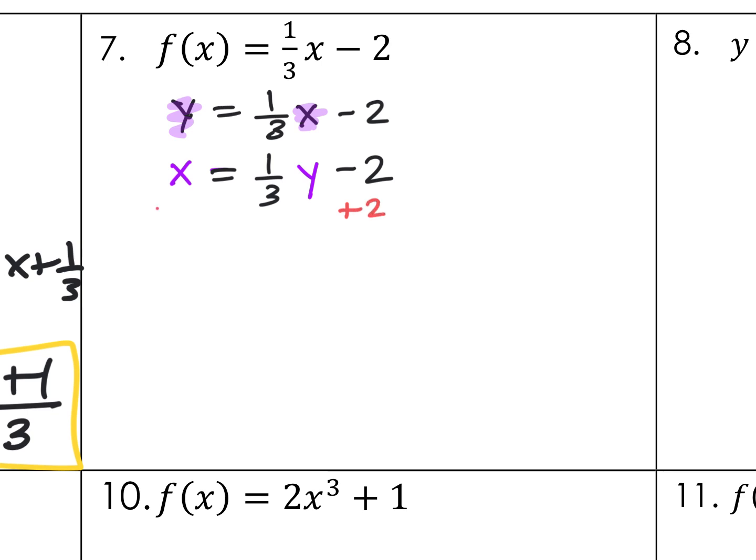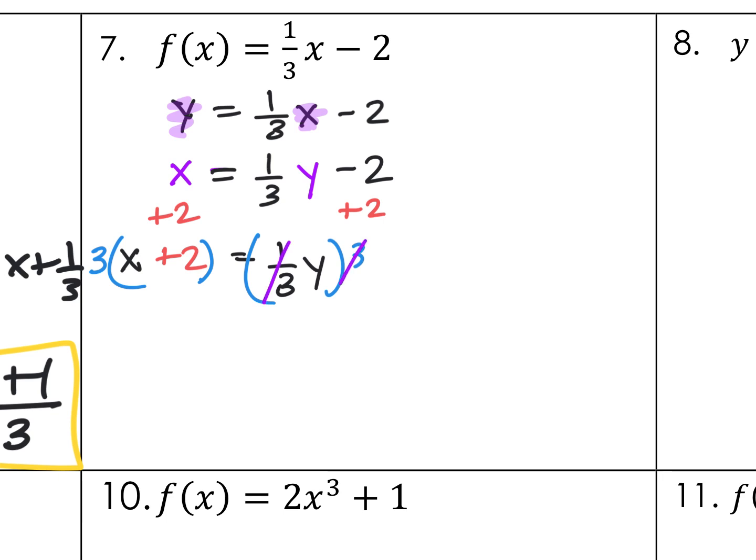Plus 2. So x plus 2 is equal to 1/3 y. Multiplying by a third is the same thing as dividing by 3. So to undo this, I can do what? It's dividing right now by 3, so you're going to multiply by 3 on both sides. The whole point of doing this is so that this cancels. Okay? And you are left with 3 times the quantity x plus 2.